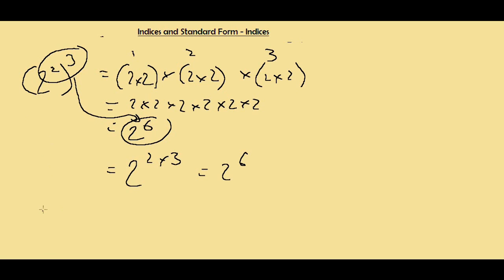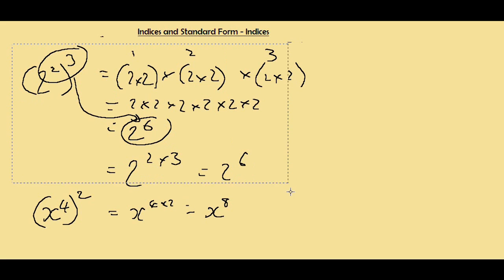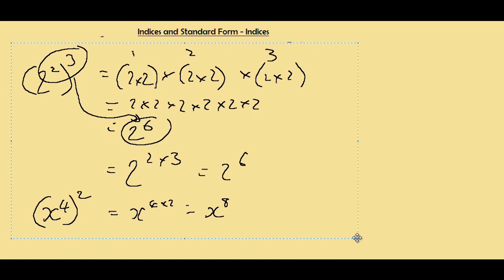I'll do one more, and we'll make it an algebra problem this time, just to show how easy it can be. So we've got double powers, x to the power 4 to the power of 2. Because it's double powers, we're going to multiply those powers together. 4 times 2 is x to the power of 8. So it makes no difference that we don't know what the base number is. We're just going to stick it in there anyway as the x.